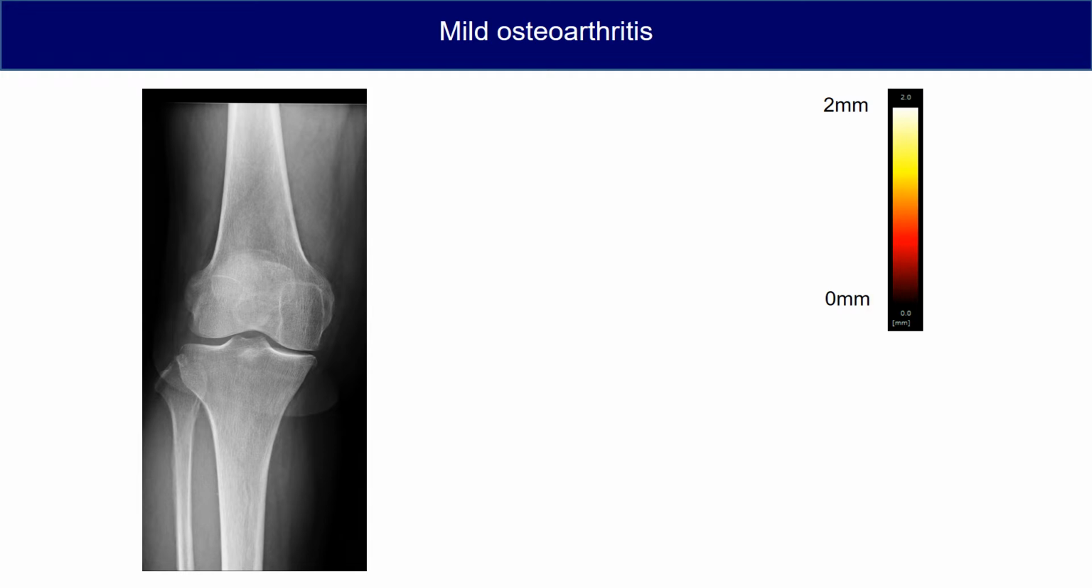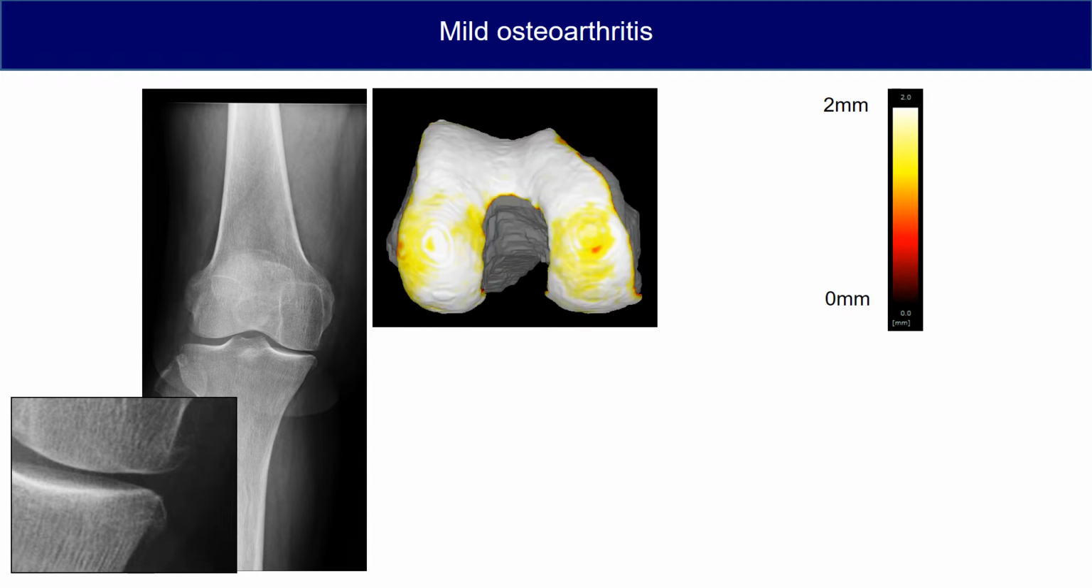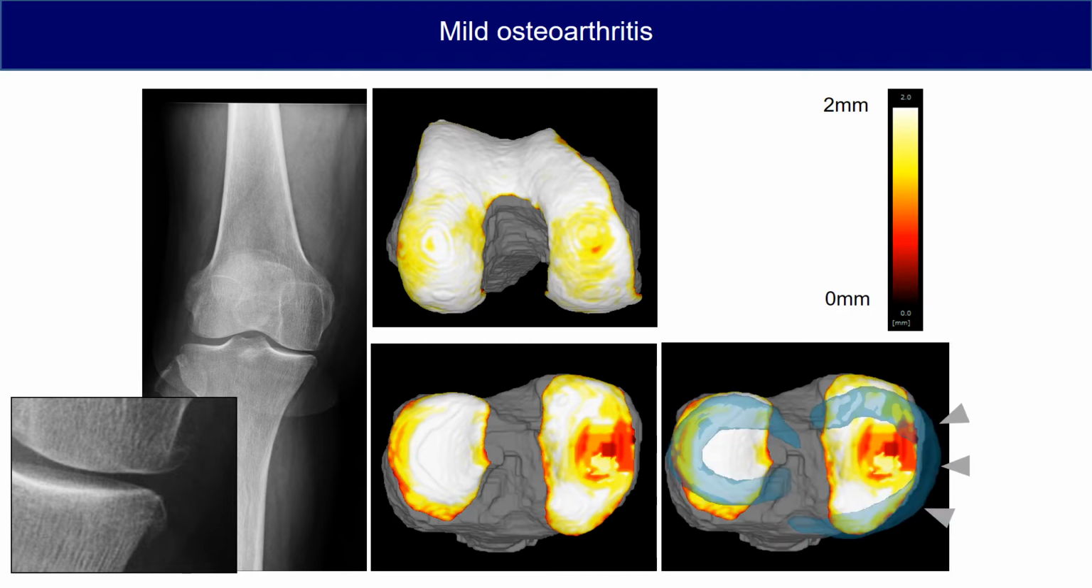This radiograph shows mild narrowing of the medial joint space and shows osteophyte at the medial compartment. The 3D cartilage image shows cartilage thickness is almost normal at the femoral side, but decreases at the tibial side. The medial meniscus is extruded medially.